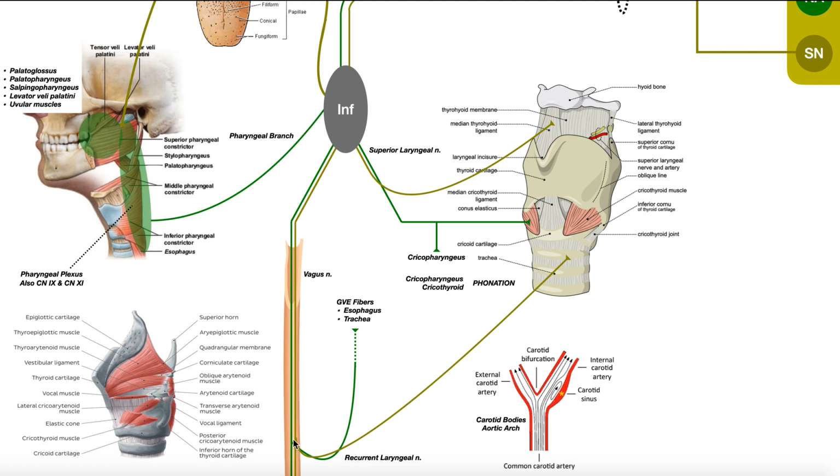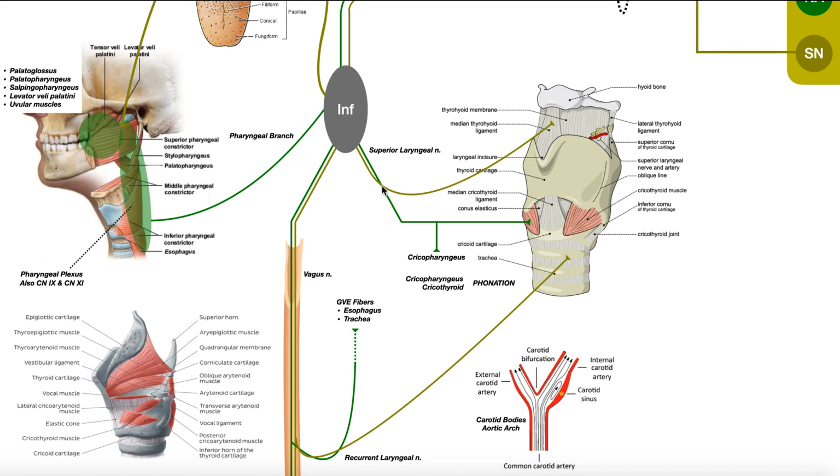Now, for the motor part of the recurrent laryngeal nerve, we have to consider two things. One would be the general visceral efferent fibers, and those are going to go to the esophagus and the trachea. The basic idea is that those are going to trigger certain cells of the esophagus and the trachea to start making mucus. And the mucus, of course, is going to line the lumen or walls of those structures for protection and other purposes.